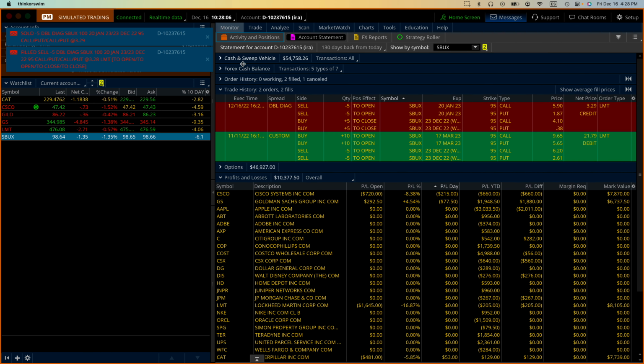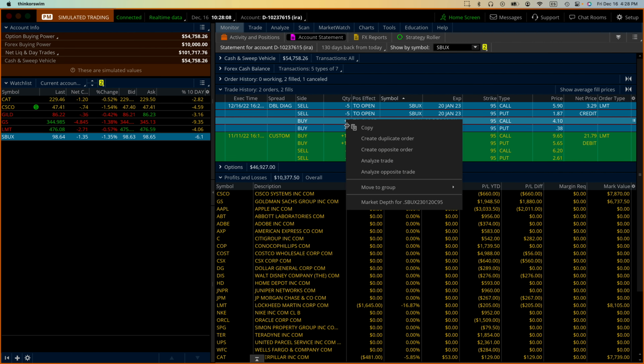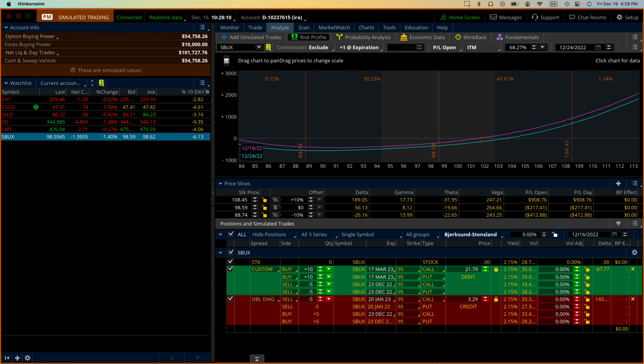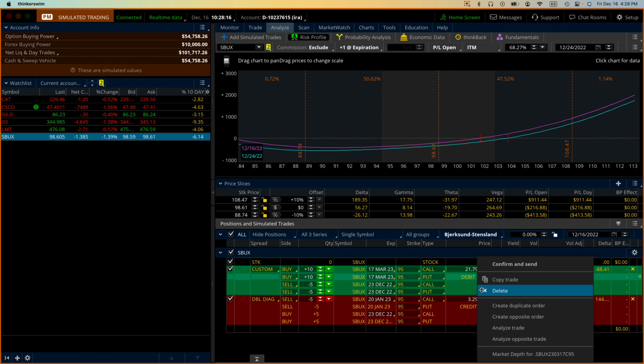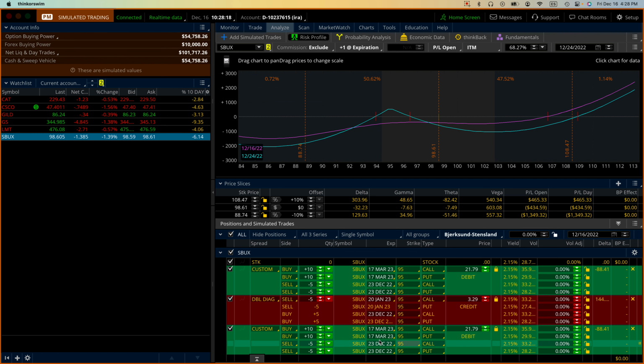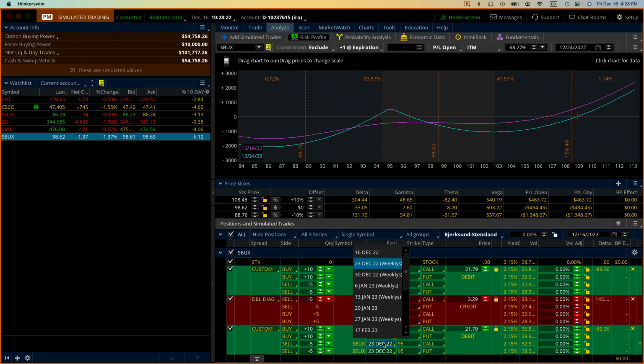Okay, so you can copy this right now, and you make the adjustment. Here, it should be easy to make the adjustment. We simply copy it now, analyze trade, change the date of the shorts to January the 20th.